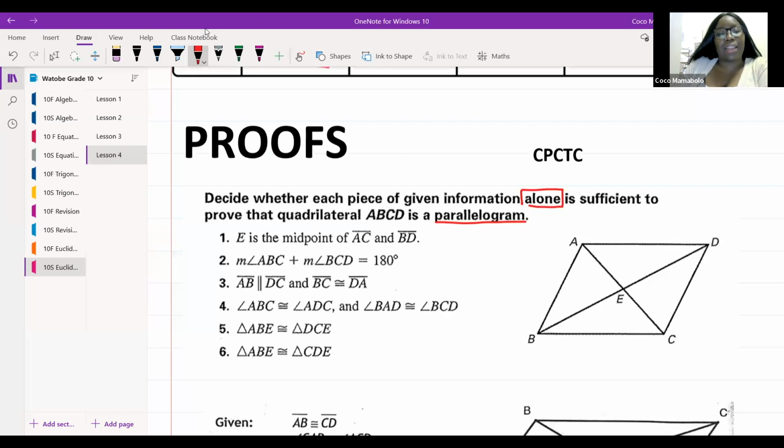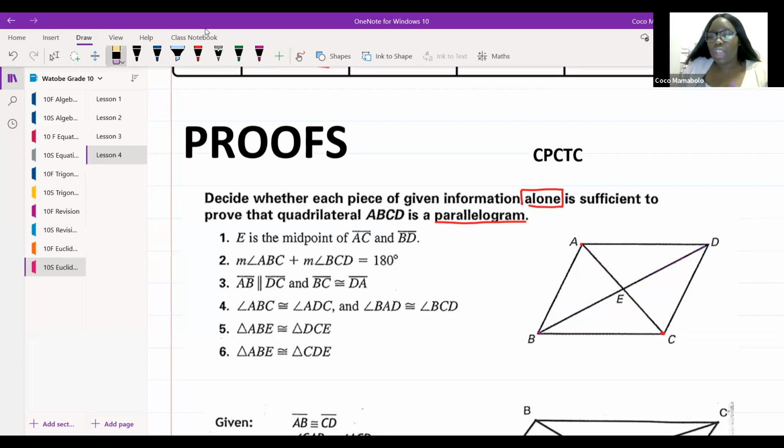Number 1 says that E is a midpoint of AC and BD. So they're telling us that E over here is a midpoint of A and C, and it's also the midpoint of B and D. Now we have to decide whether this is enough information for us to prove whether this is a parallelogram.